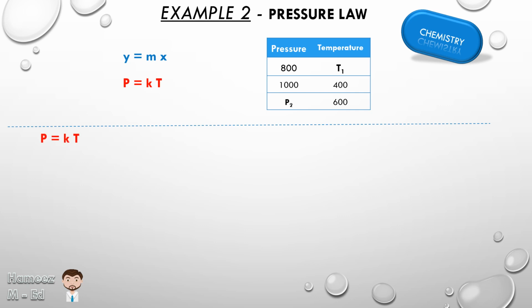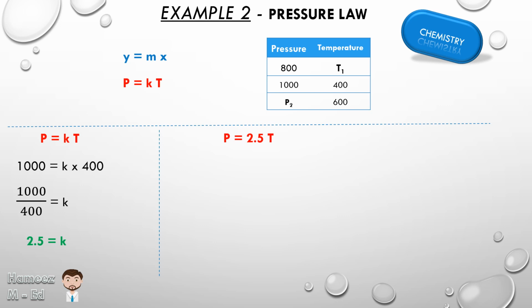So p is equal to kt, and we substitute in: p is equal to 1000 equals k times 400. And if we want k alone, then the 400, which is multiplying on one side, becomes division on the other side. So 1000 divided by 400, so k is equal to 2.5. Remember, for this entire question now, k is going to remain 2.5. It's a constant. So the formula now becomes p equals 2.5 times t.